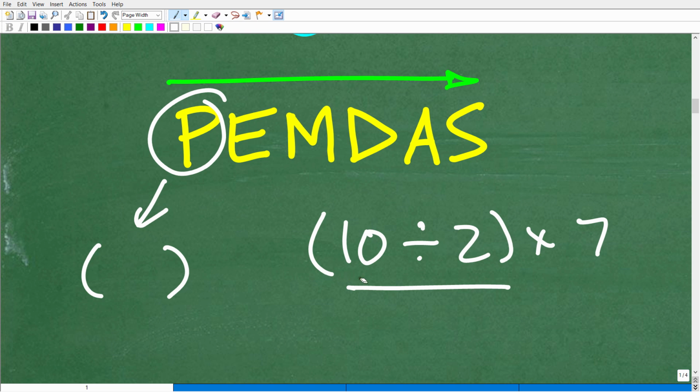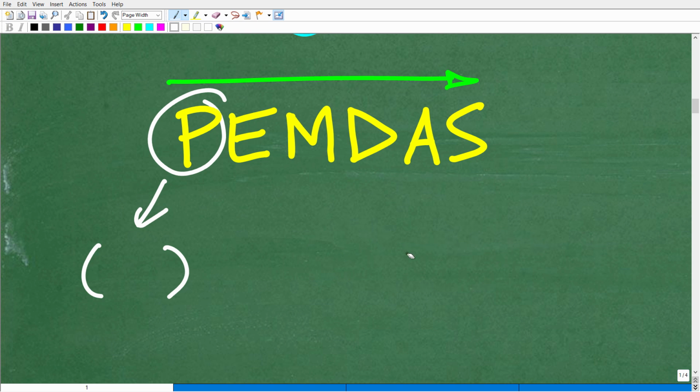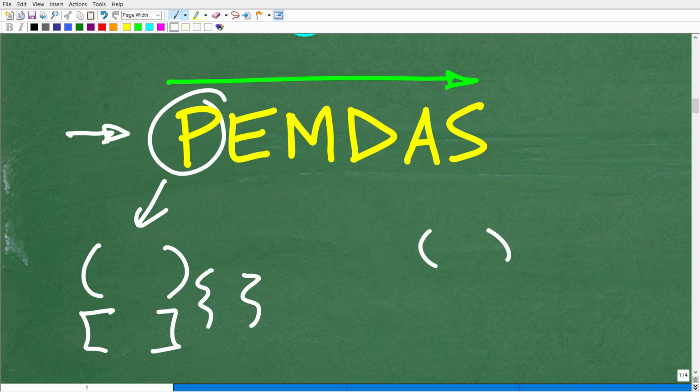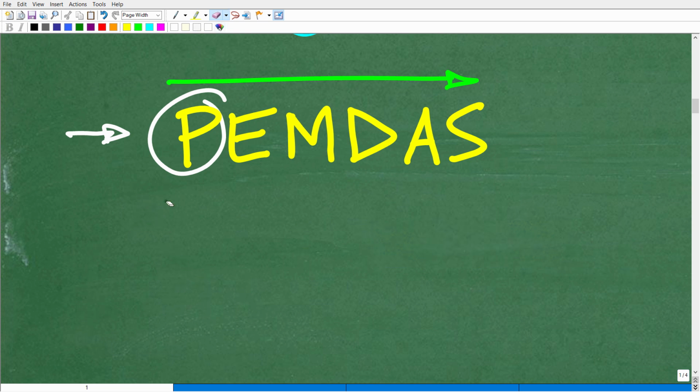Now, if you have a problem where there's more than one parentheses, and by the way, this P, parentheses, technically means grouping symbols. You can use brackets to group numbers together, or these squiggly brackets like this. If you see any of these, this means P. If you have parentheses and brackets and then some other brackets in a math problem, you're going to go to the innermost parentheses first. You're going to do all that math, and then work your way out from there. So we have to check our math problem.